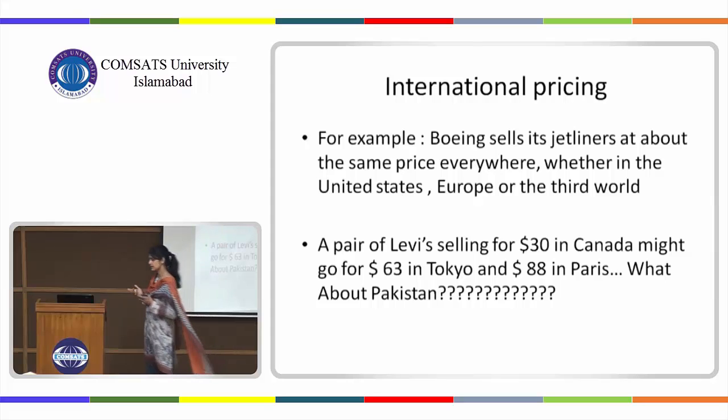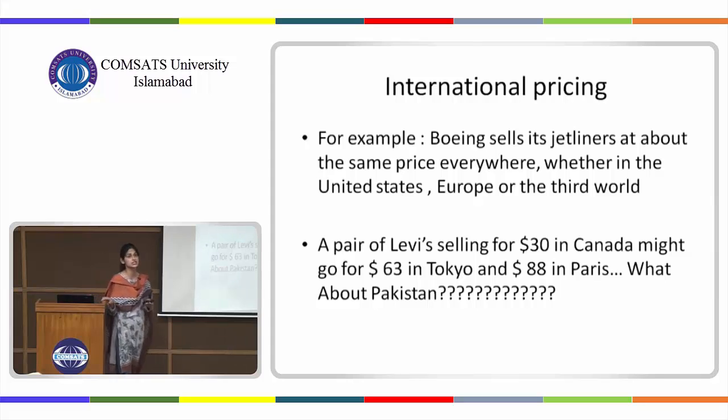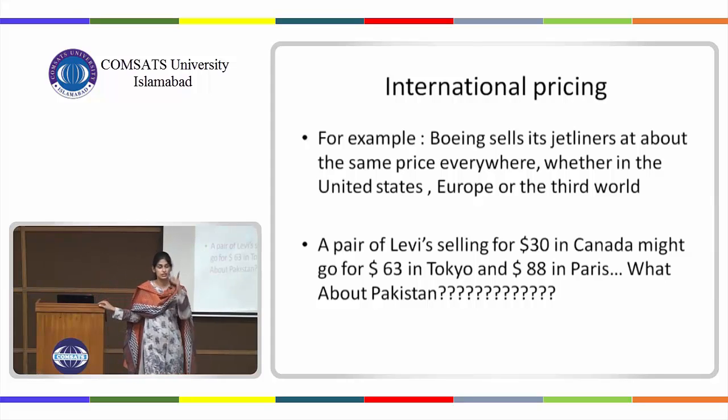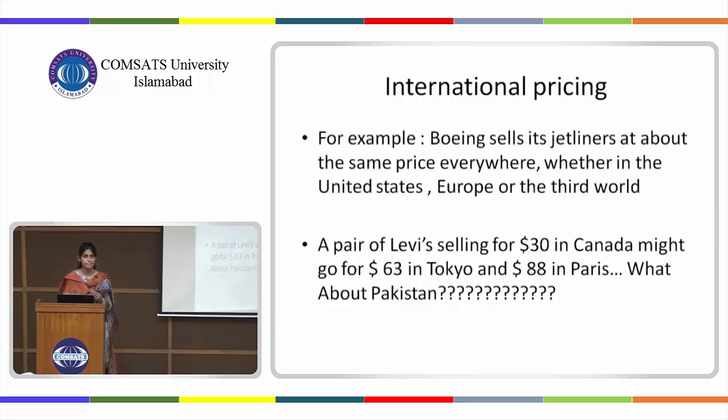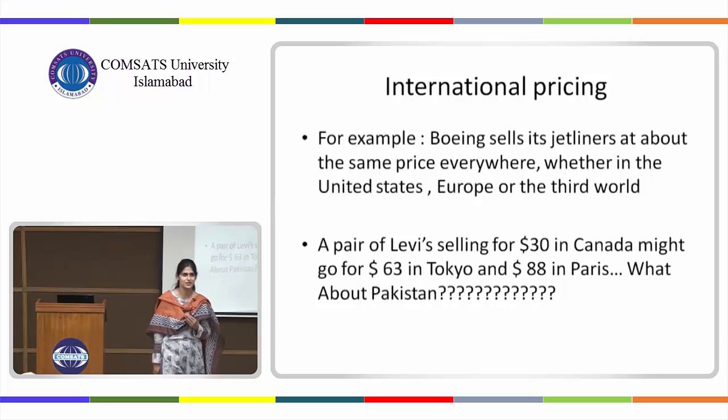Another example could be a pair of Levi's jeans. So $30 in Canada, $63 in Tokyo, and $88 in Paris. So see the difference, around $50 between Canada and Paris, right? Because the purchasing power is different, and the social trends are different between Canada and Paris. How much does a pair of Levi's jeans cost in Pakistan? 15 to 20,000?